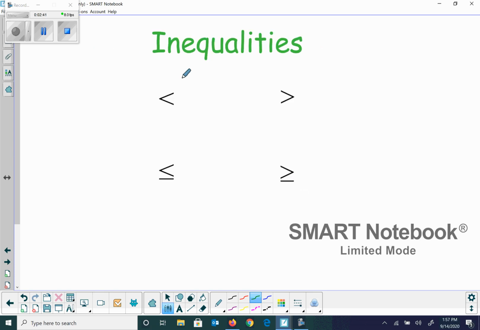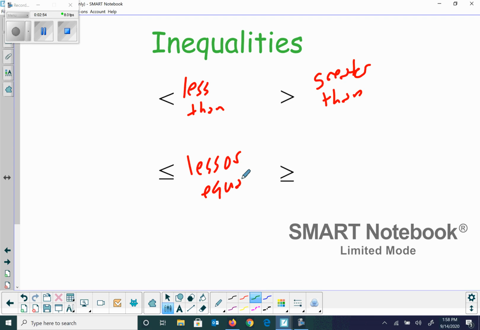So inequalities, so less than, greater than. This is less than or equal to, so we include it. And this is greater than or equal to. Okay, so let's keep that in mind as we progress on.